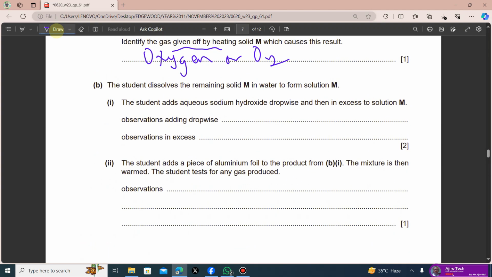So the observations when you add it dropwise, what you observe is a green precipitate. So what I'll just write here is green precipitate. And then in excess, just like we have it there, it is soluble. We say it dissolves. So either of them gets you the full mark for that.